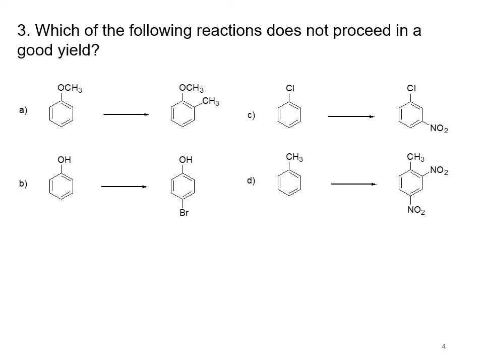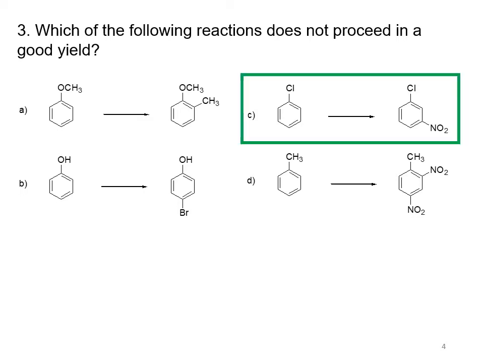B, bromination of phenol, yes, that would proceed very well. Hydroxyl group is ortho-para directing, bromine comes in para position, so that works. C, nitration of chlorobenzene. Problem here is that chlorine as substituent is ortho-para directing, and we have meta-chloronitrobenzene as the product. So that reaction would not proceed in good yield. This is not meta-directing substituent. And finally, toluene. Methyl group is ortho-para directing, so nitration of toluene gives 2,4-dinitrotoluene. That would proceed in good yield because those are ortho and para nitro groups. So correct answer is C. Nitration of chlorobenzene will not proceed to give meta-chloronitrobenzene in good yield.